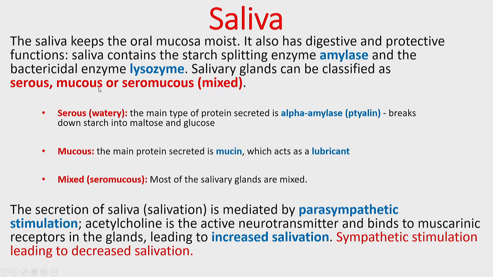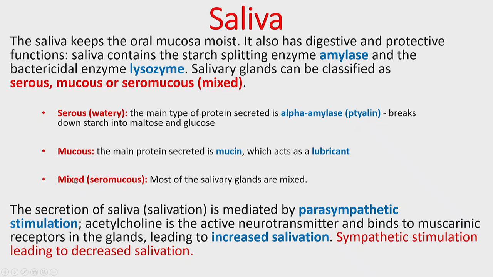Mucous or mucinous glands produce the protein called mucin, which is usually helpful for lubrication. When you are eating, the saliva contains mucin secretion, which bonds with the food and makes swallowing easier. If it is dry, it is difficult to swallow. Most of the salivary glands are seromucous, or seromucinous.